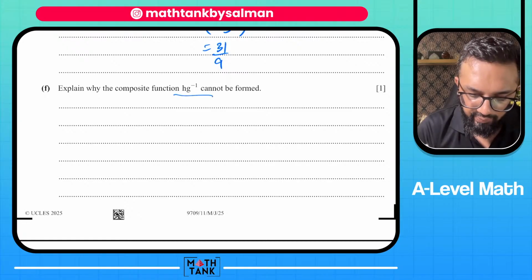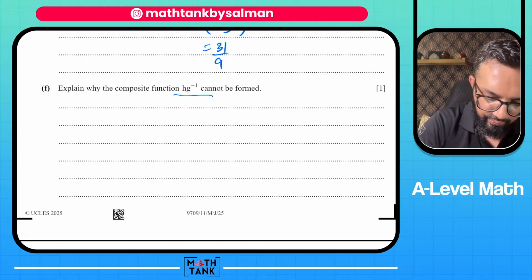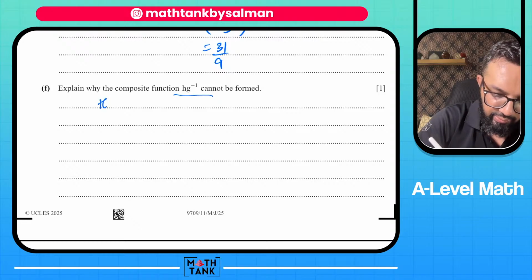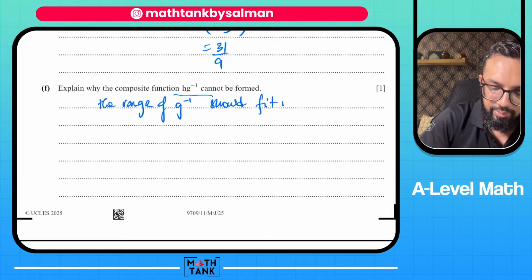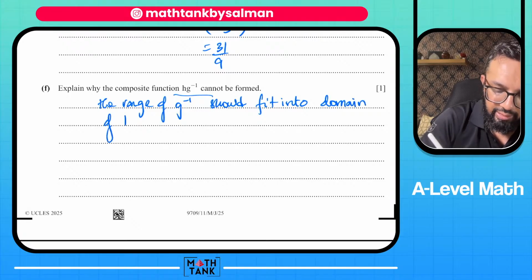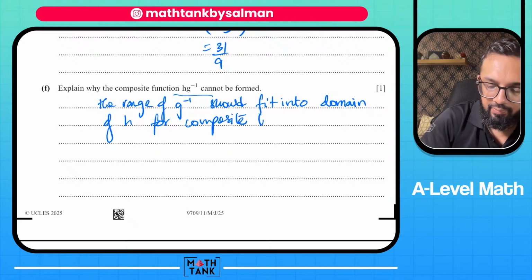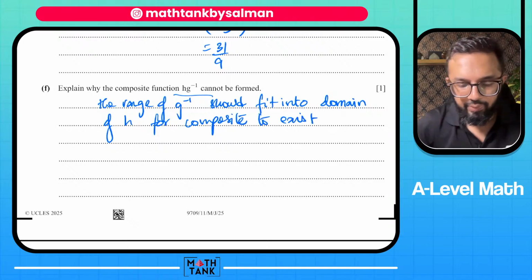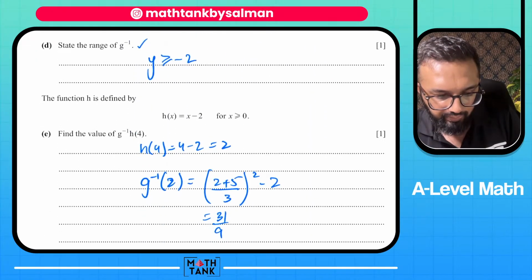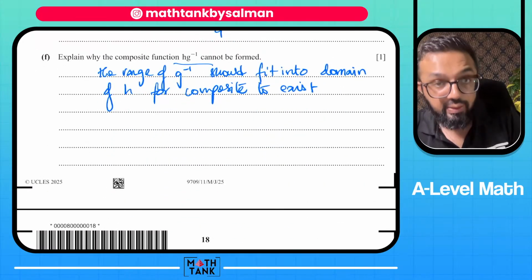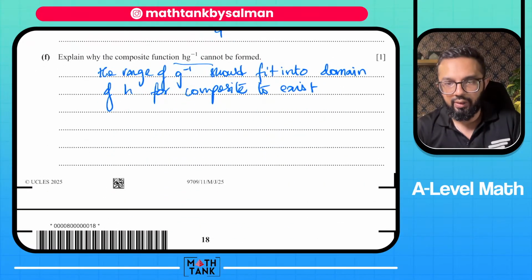Explain why the composite function hg inverse cannot be formed. So for the composite to exist, the range of g inverse should fit into the domain of h. Okay, that's a statement. So it doesn't fit. The range was y is greater than or equal to minus 2. The domain is x is greater than or equal to 0, so that doesn't fit.